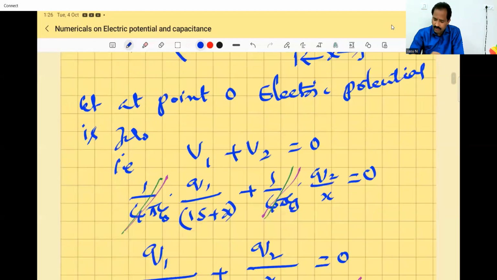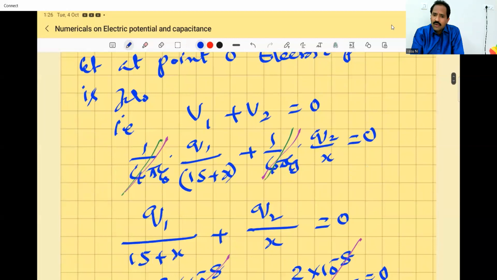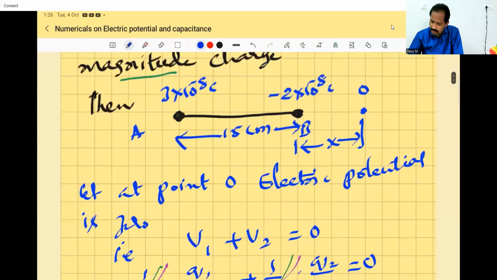Now substitute for V1. 1 by 4 pi epsilon naught Q1 divided by 15 plus X. This is very important.